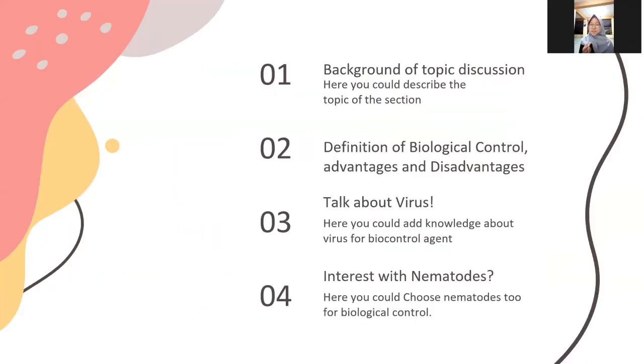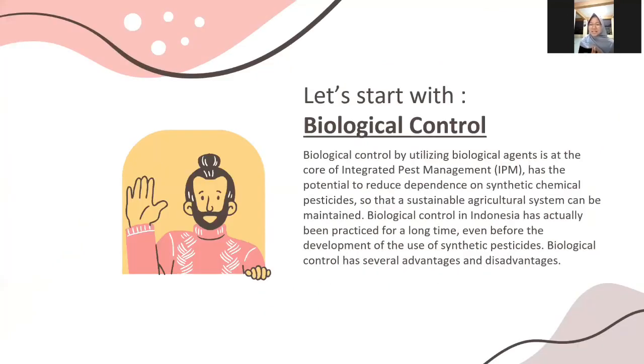Next. So we want to talk about the first one, which is the background. The background of this topic discussion will explain more about biological control, its definitions, advantages and disadvantages. And then we want to talk about the virus. Here you can add knowledge about viruses as biological control agents. And the last one is nematodes. So we will talk about nematodes for biological control. Are you interested in nematodes for biological control? Let's see about it. Next.